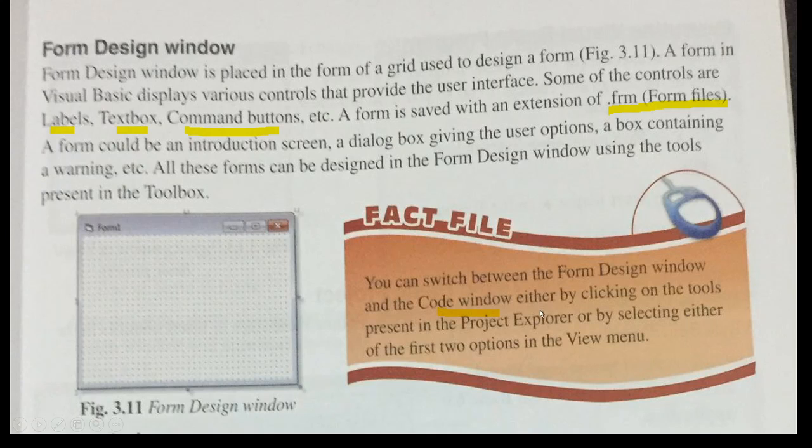You can switch between the form design window and the code window either by clicking on the tools present in the Project Explorer or by selecting either of the first two options in the View menu.